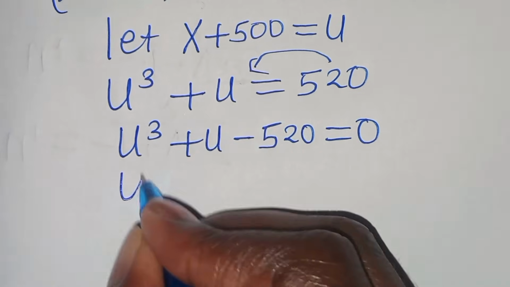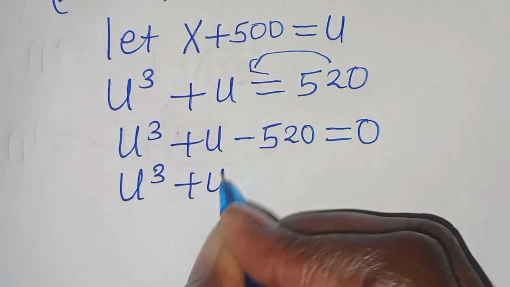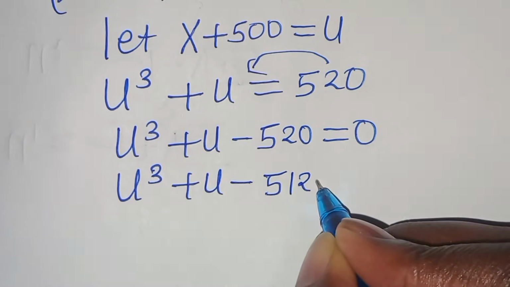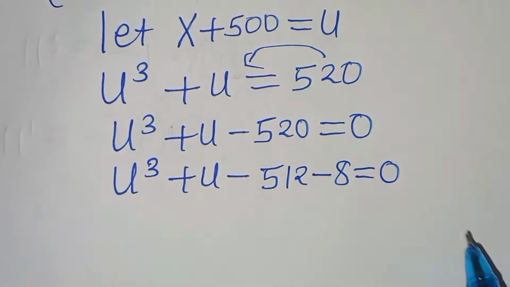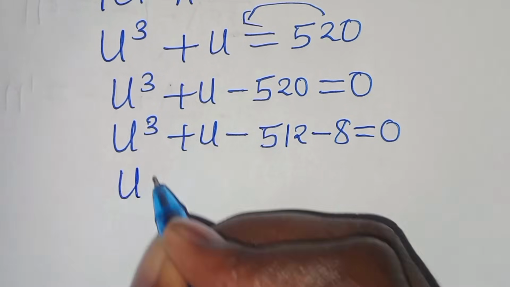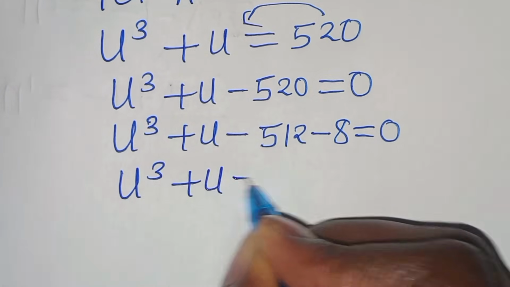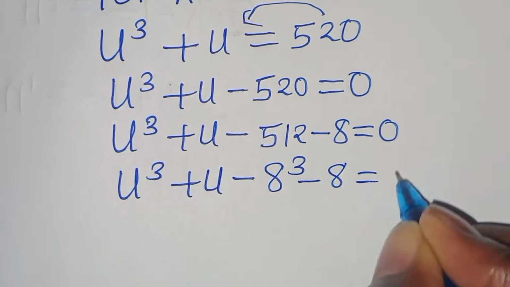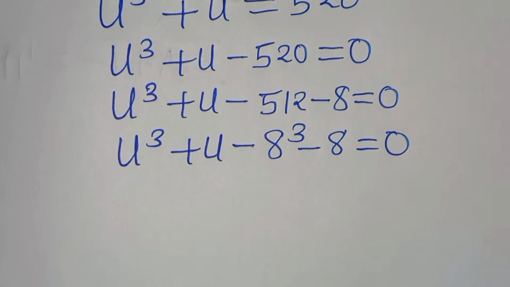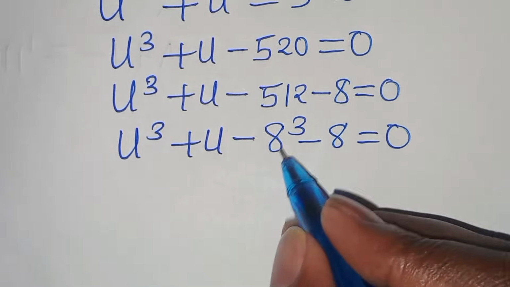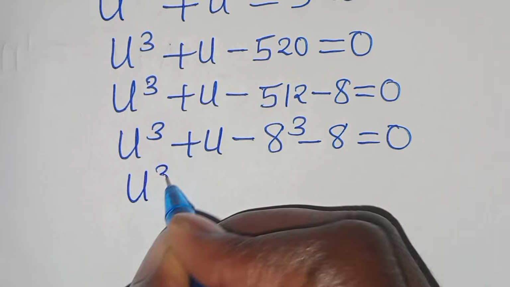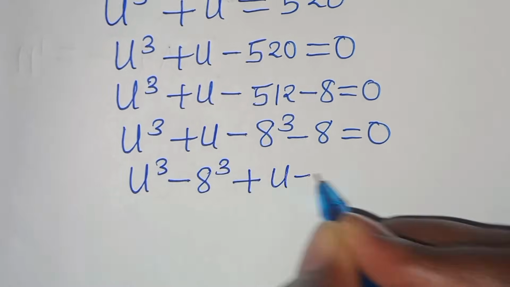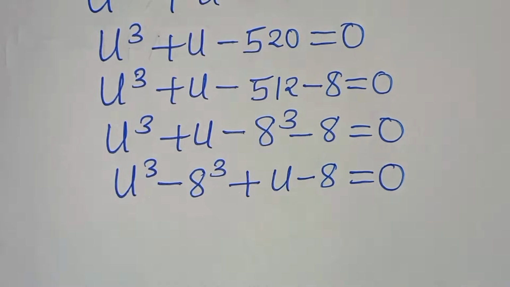So this means we have u^3 + u - 520, which is minus 512, subtract 8, equal to 0. So this is u^3 + u - 512 - 8 = 0, where 512 is 8^3. Now we have u^3 here and 8^3, so this is u^3 - 8^3, then plus u - 8, equal to 0.